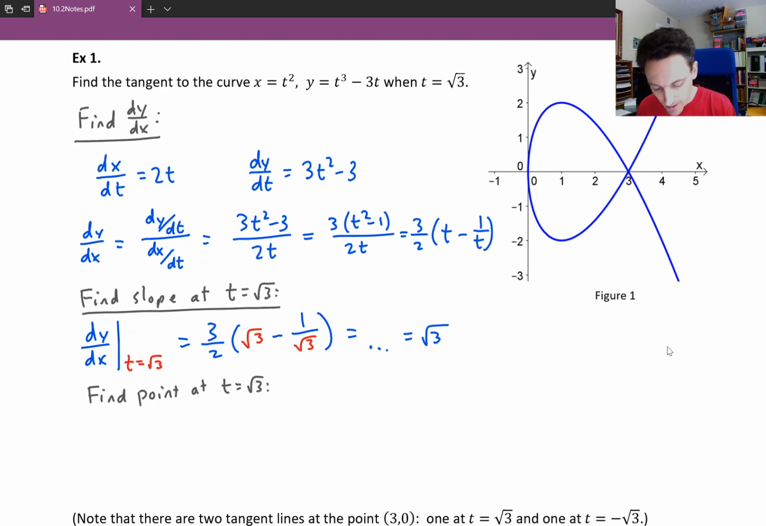After all, to get the equation for the tangent line, we need to get the slope of the tangent line, which we just found, and the point that the tangent line goes through. So to figure that out, we're going to plug in the t value that we're at, which is root 3, into the original parametric equations. That'll give us an x-coordinate and a y-coordinate that the tangent line is going to go through. So plug in t equals root 3.